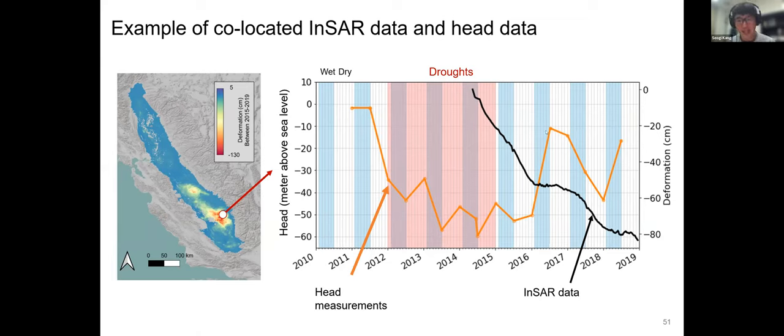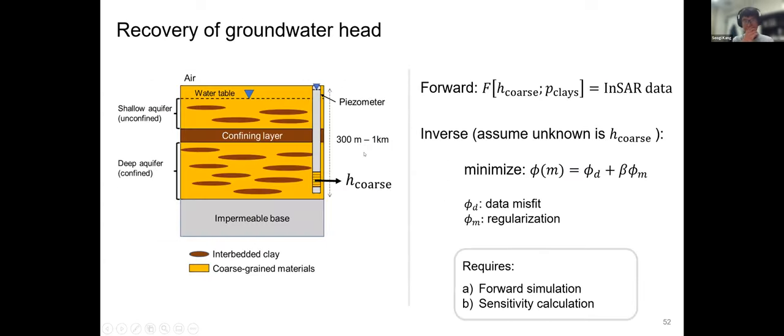Anyway, our interest is starting from the InSAR data, going backward and recovering the head data like this. For the recovery of the head data, the forward problem we're solving is this: from the given head data and the properties of the clays, we can generate the InSAR data. That's the forward problem. But what we really want to do is go backward, okay? So we want to start from the InSAR data, going backward and recover the head data measured from these coarse-grained materials in the confined aquifer.